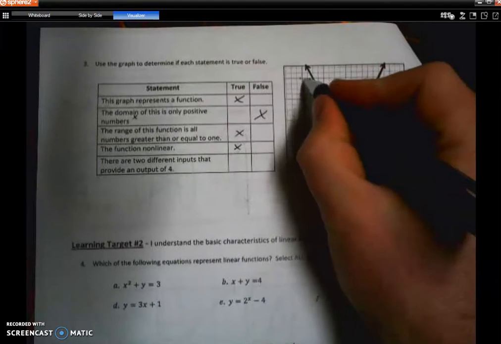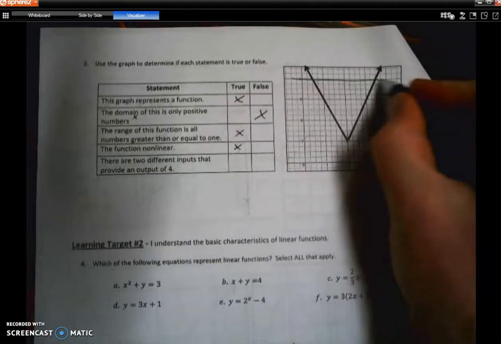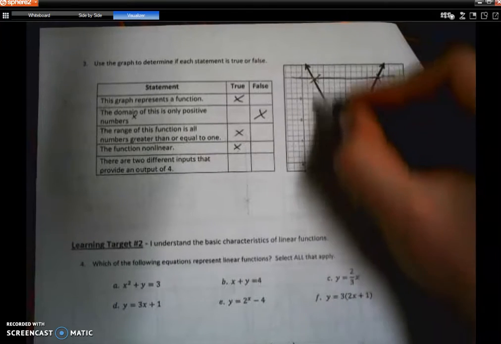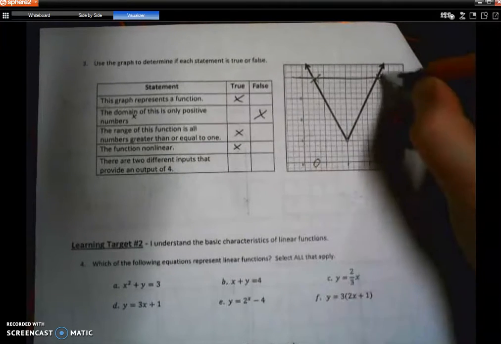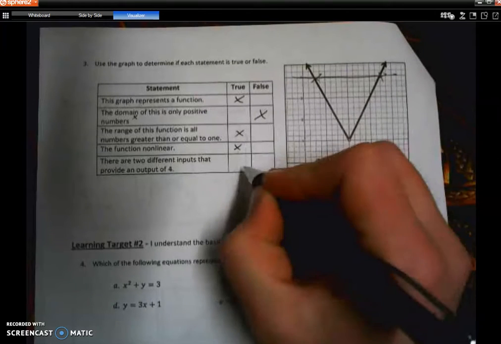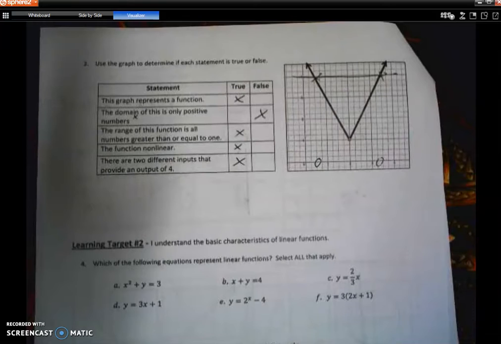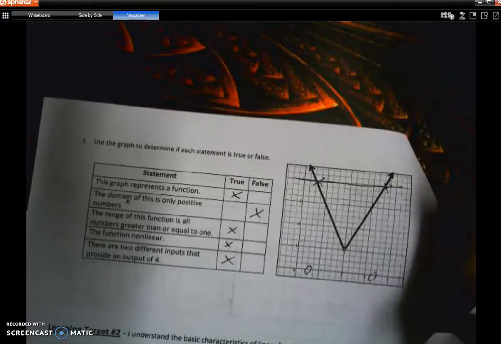There are two different inputs that have an output of 4. Well, here's 4. If I draw a line across the 4, it hits it once here and once there. So if I plugged in this number, I'd get out 4. And if I plugged in this number, I'd get out 4. So there are two different inputs. True. Nonlinear. It's nonlinear because it turns. There's a turn in it. Yep. All right, number 4.